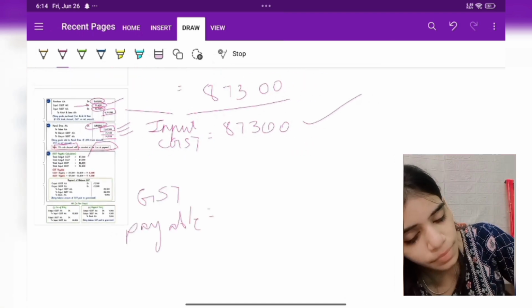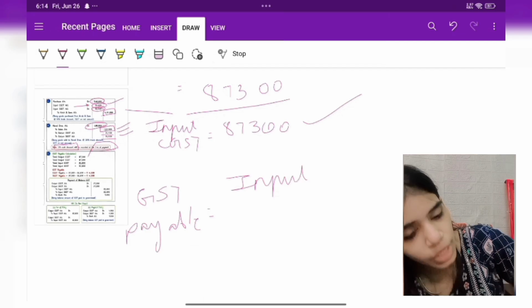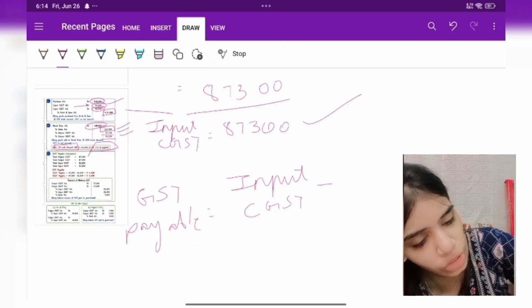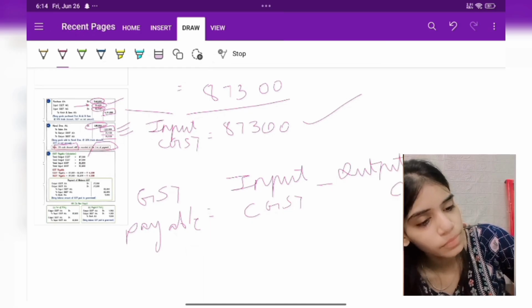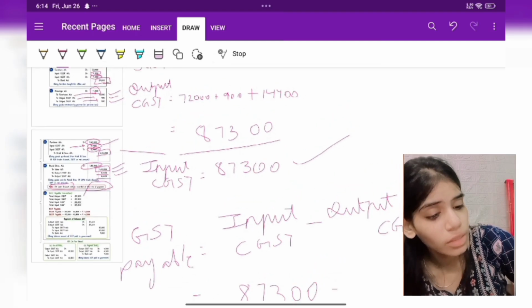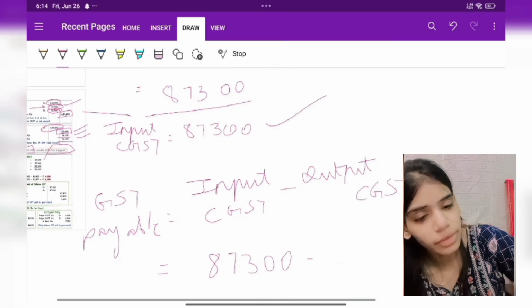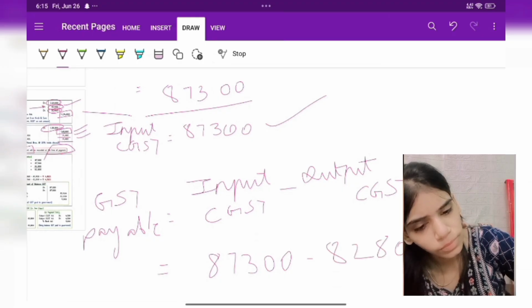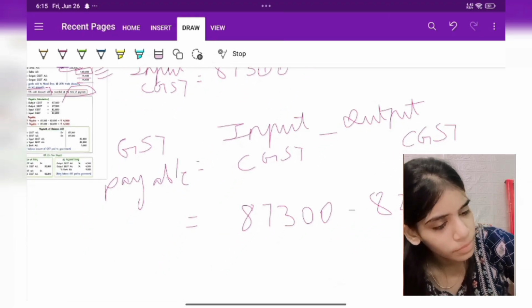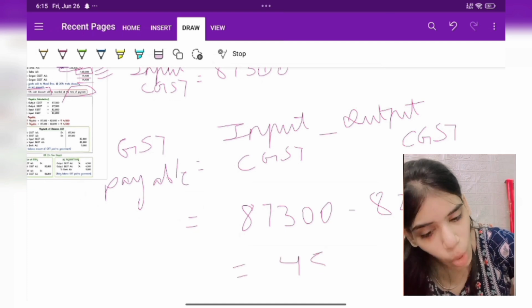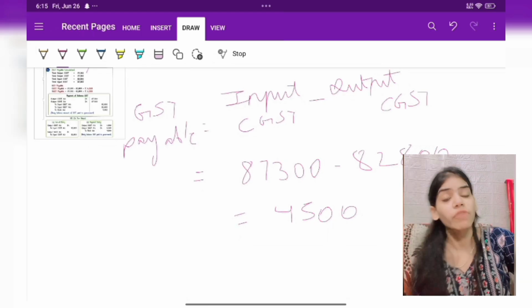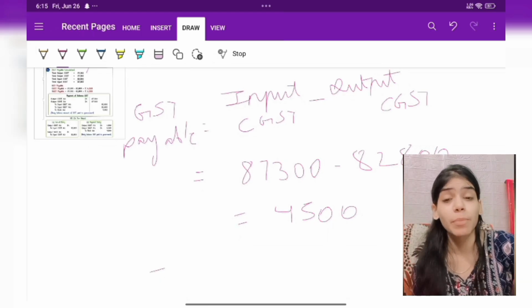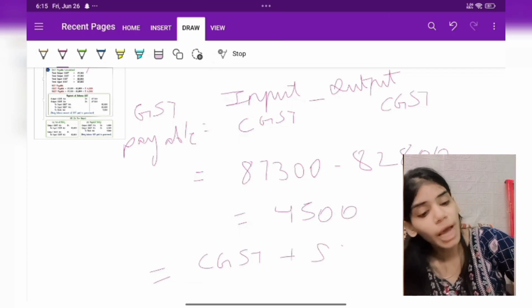GST payable will be equal to output CGST that it has collected while making sales minus input GST that it has already paid while making purchases, 87,300 minus 82,800. So the GST obligation here will be 4,500. 4,500 on CGST and 4,500 on SGST. It means the total obligation payable will be 9,000.